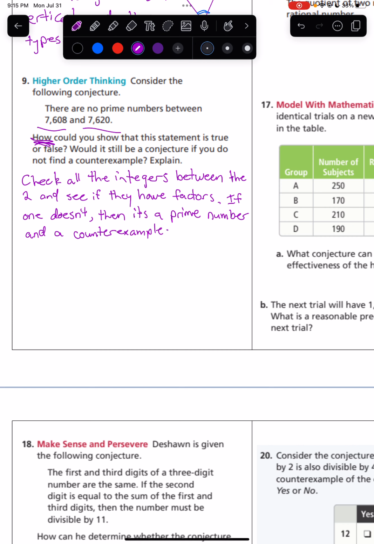And then the second question says, would it still be a conjecture if you do not find a counterexample? It absolutely would still be a conjecture. A conjecture doesn't have to have a counterexample. So it would still be a conjecture because it's still something you can test.